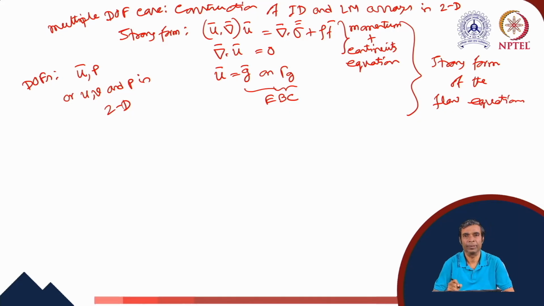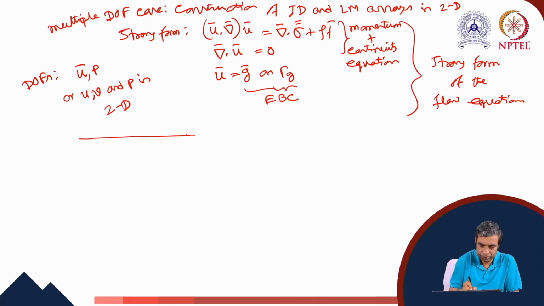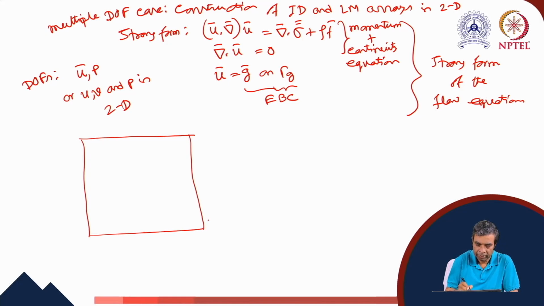Now we consider the classic lid-driven cavity problem in 2 dimensions. The lid-driven cavity problem is an example of a recirculating flow. We shall use the primitive variable formulation and then we shall illustrate the construction of arrays. So this square box is filled with fluid.